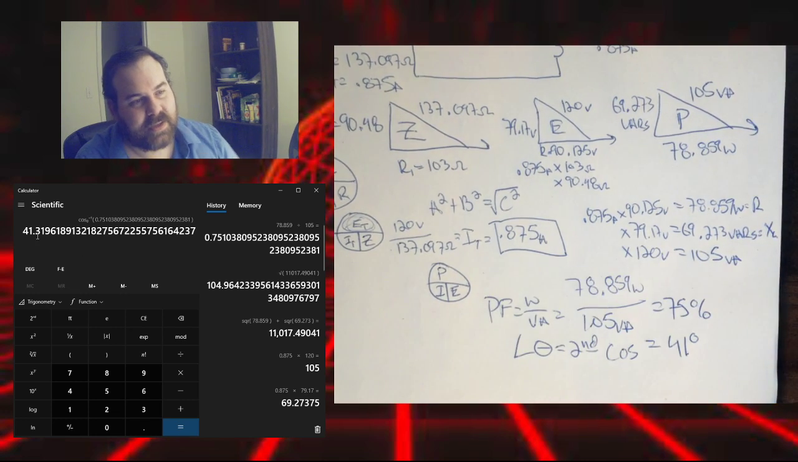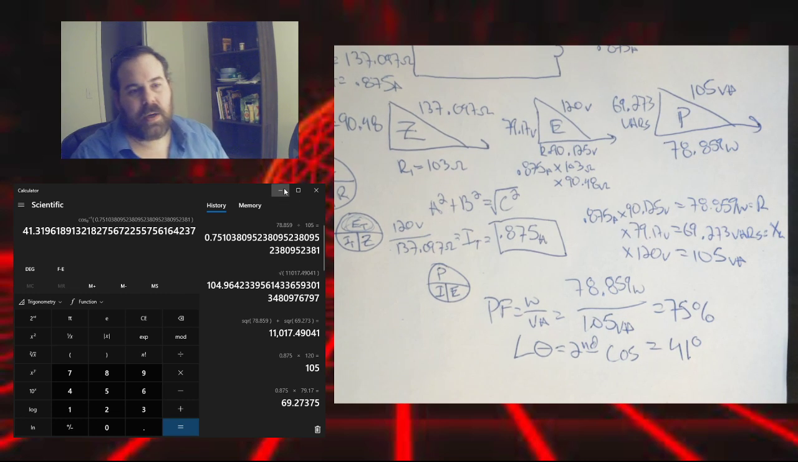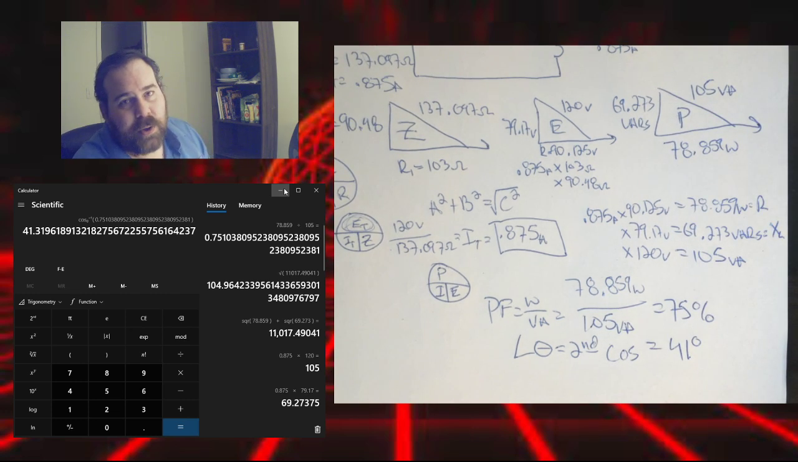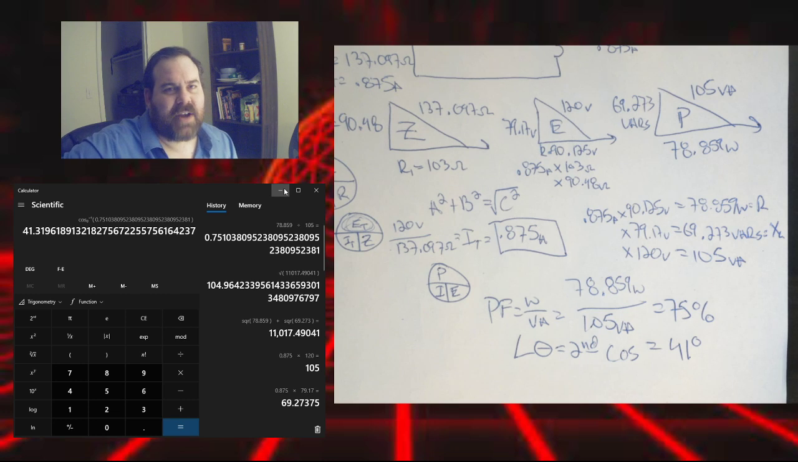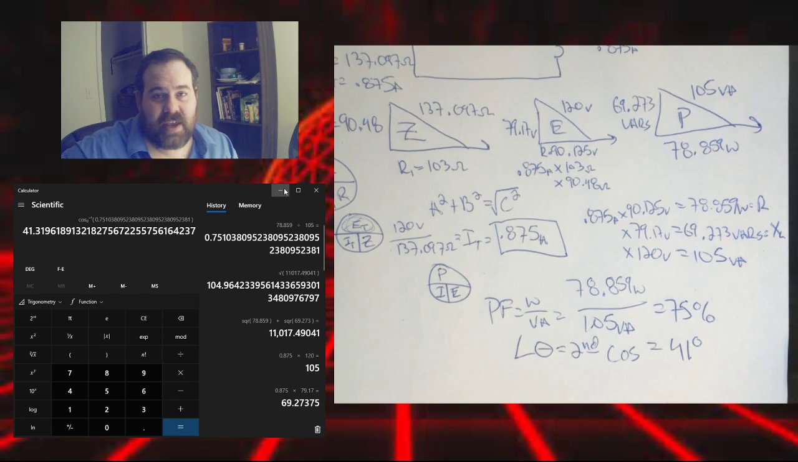41 degrees, because it's 41.3. I'm going to round down to 41. Now, this is better than the last one, but still, here in New York State, I believe most factories require you to be within, I want to say 93 or above, or maybe 94% or above efficient. So this would not be good for New York State if it was your factory.